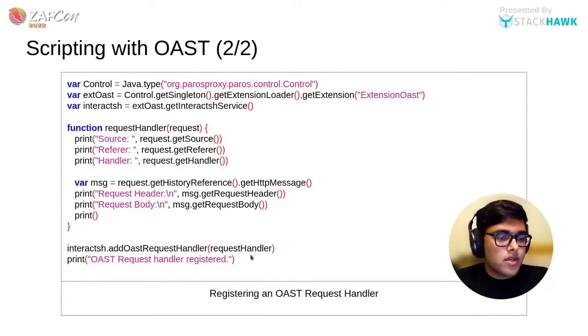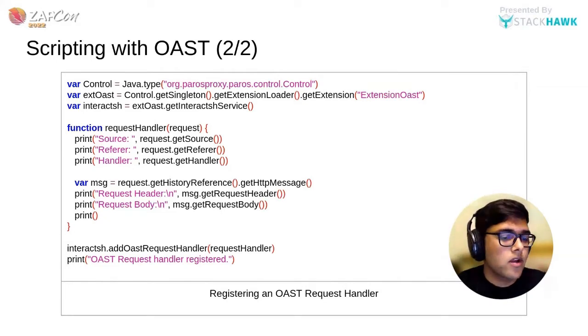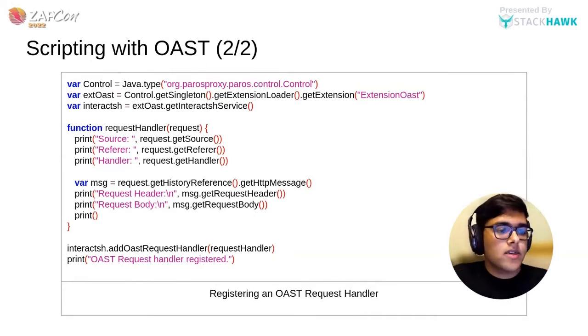Here's another snippet of registering an OAST request handler. This is pretty useful. OAST request handlers are triggered whenever an out-of-band service receives an interaction. These request handlers are nothing but functions that do something. So you can do anything you want to do with them.